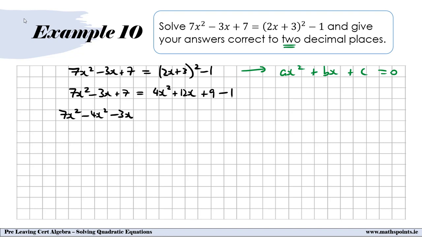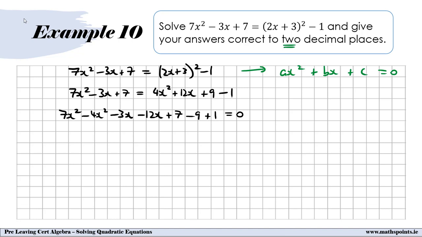To get rid of the plus 12x on the right hand side, I'm going to subtract a 12x from both sides. I have a 7 already on the left hand side. To get rid of the plus 9 from the right hand side, I'm going to subtract the 9 from both sides. To get rid of the minus 1 from the right hand side, I'm going to add a 1 to both sides. And that leaves me with 0 on the right hand side.